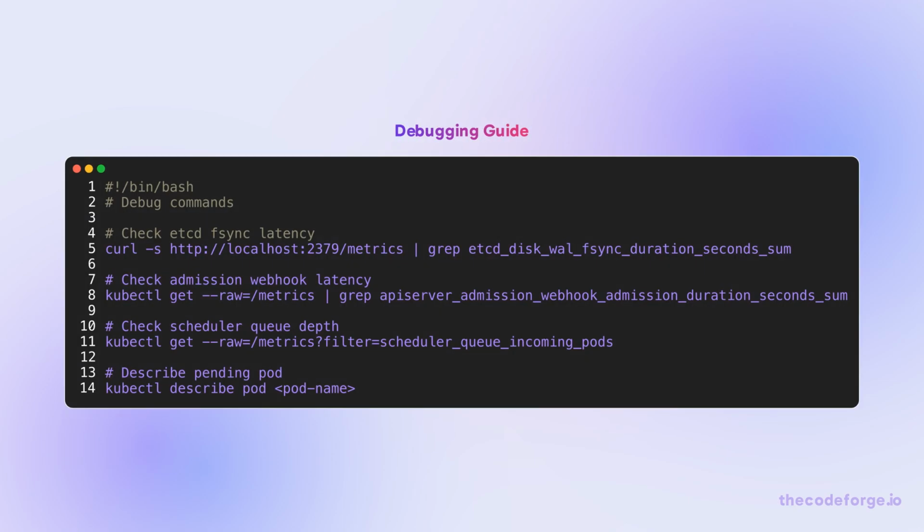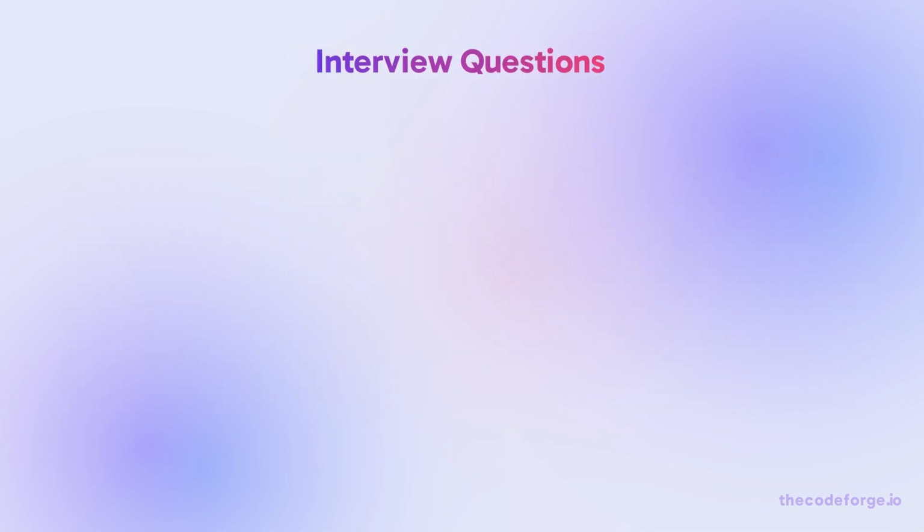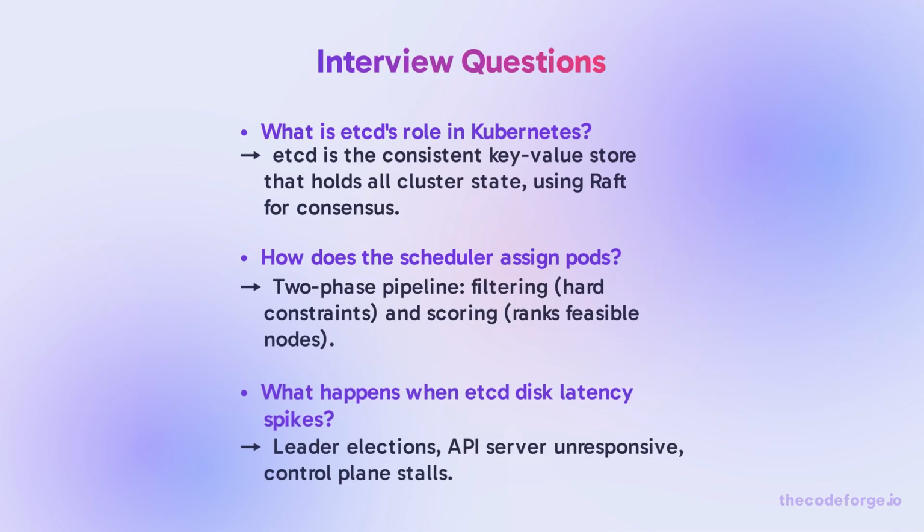To diagnose issues, check etcd fsync latency, admission webhook duration, scheduler queue depth, and describe pending pods. These metrics help pinpoint the bottleneck. Let's run through some common interview questions. What is etcd's role in Kubernetes? Etcd is the consistent key-value store that holds all cluster state, using Raft for consensus.